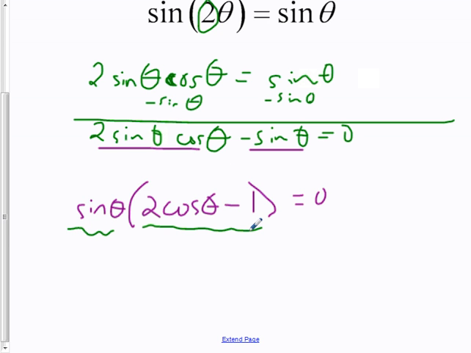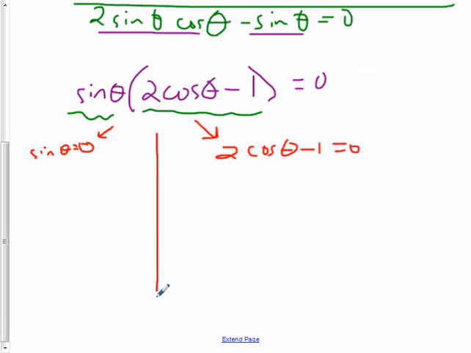If you had a mix of like sines and cosines within the same factor, then something's not right, and you should go back and relook at it. And since this is right, we set both equal to 0. So sine of theta will equal 0. So that's coming from here. This guy, you get 2 cosine of theta minus 1 equals 0. So we're solving this one.